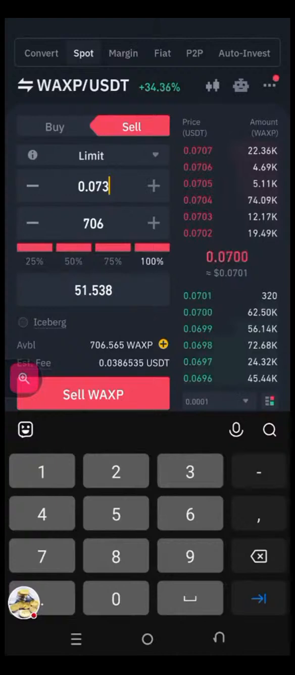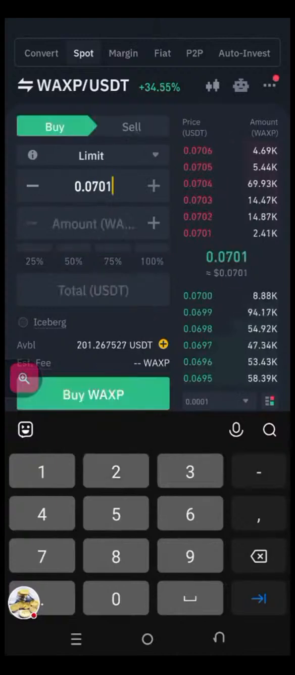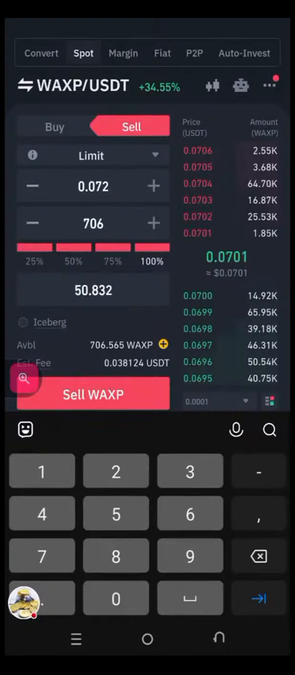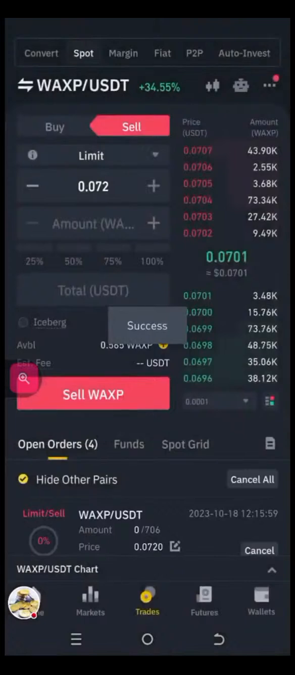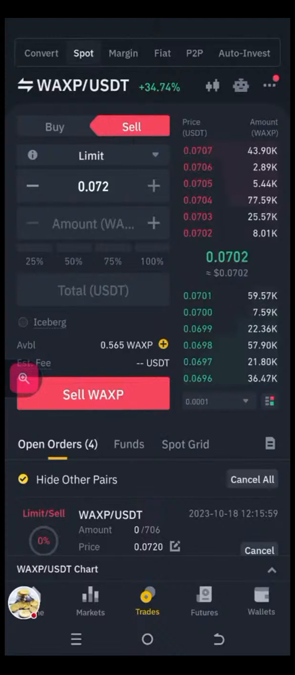$1.55. That's a whole lot. Let me do 7.2. Let's do 7.2. Let's see what I will get at 7.2, and then we'll just put that at 83 cents. Not bad. Let's go ahead and go into the queue. So WAXP, this is our second journey. Let's hope that this is going to work. Okay, we're back in the queue.